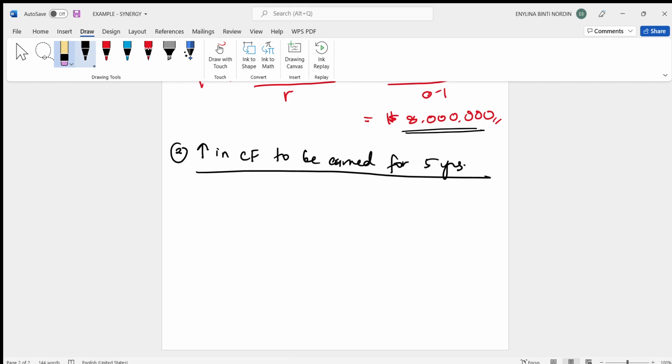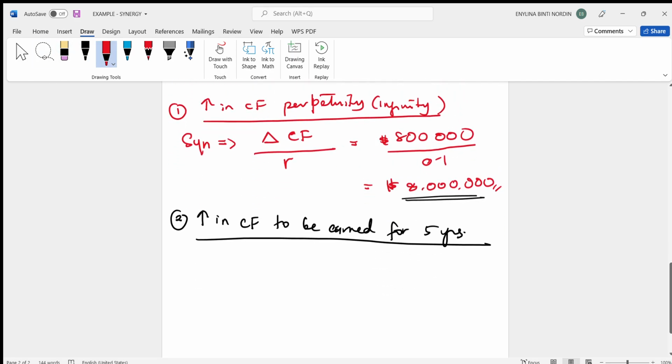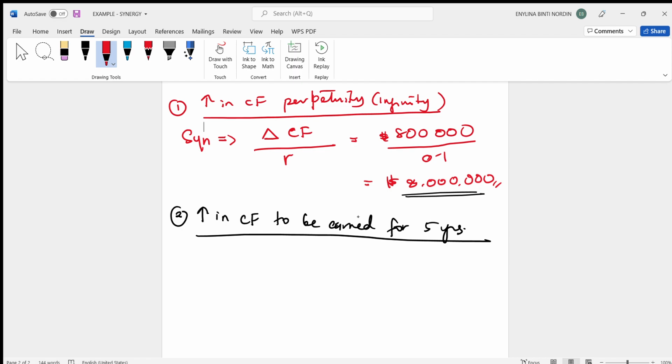Okay, so if you get this kind of situation, that means we are expecting that this 800,000 is to be earned over 5 years, per year, in other words. So we are going to earn 800,000 in year 1, year 2, year 3, year 4 and year 5, the same amount.